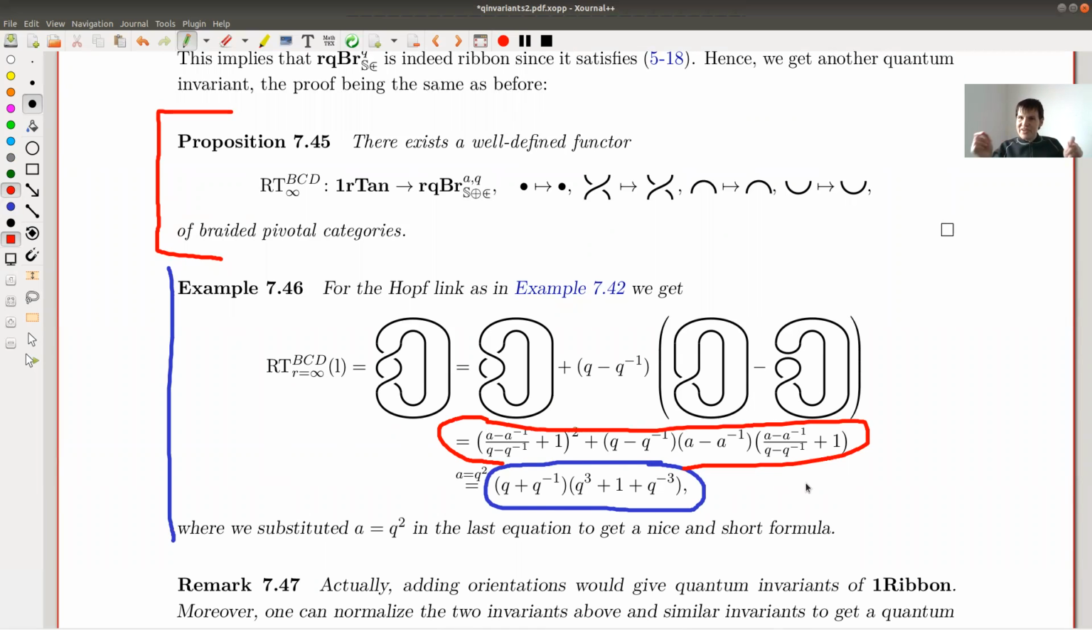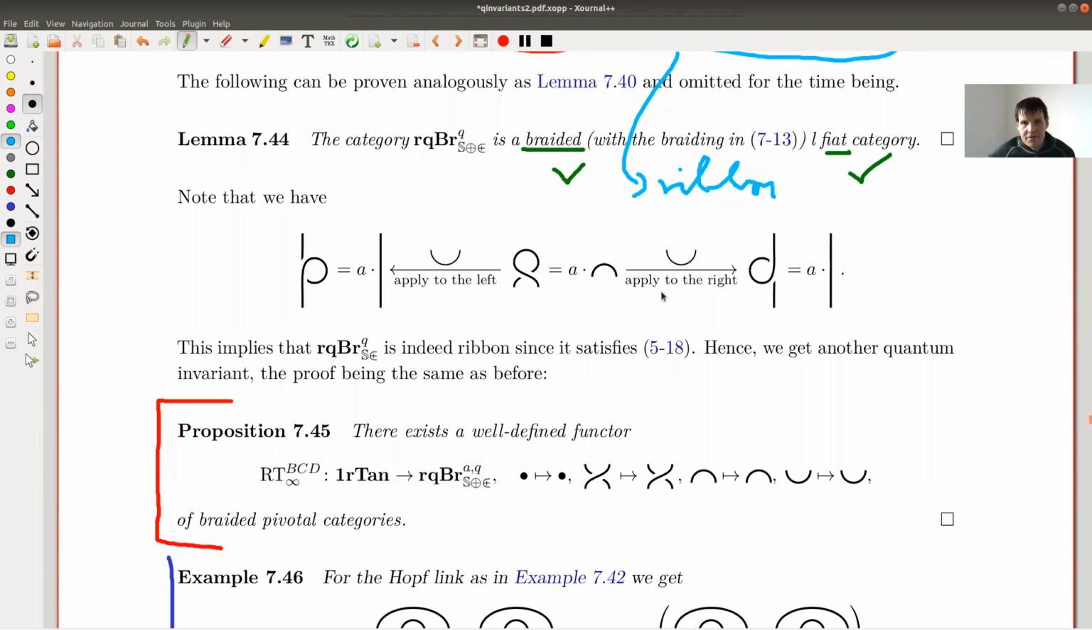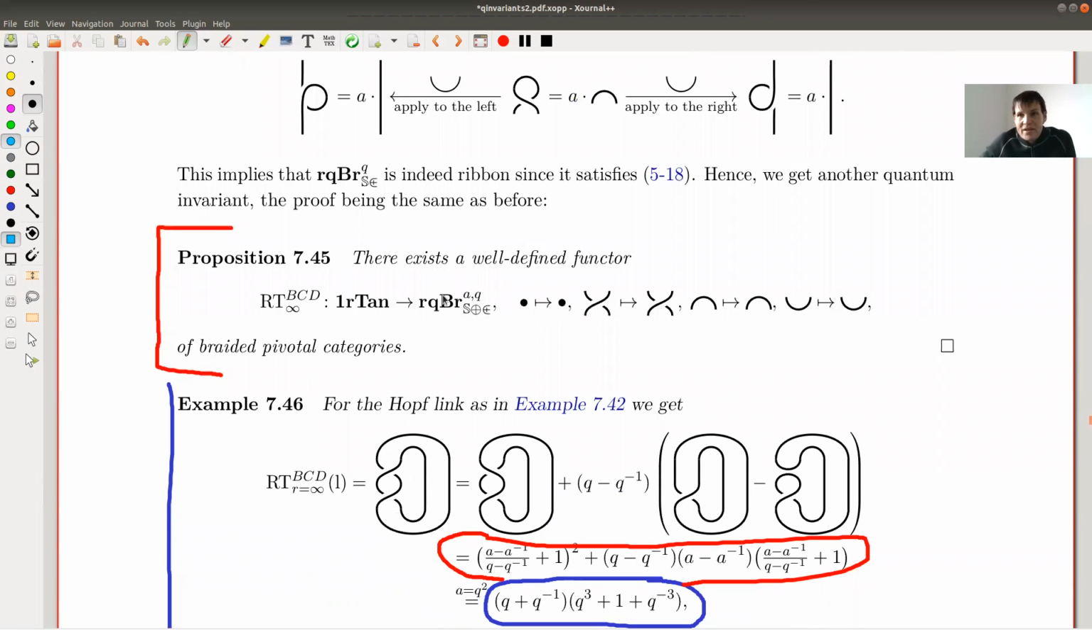So remember, we have a machinery. As soon as we have a braided Fiat category, you can run the machinery and you get a link invariant. That's the only thing you need to check. It's so amazing, right? So same strategy: circle removal, you have some braiding relations. You get a braided Fiat category, which is actually, what is it called? Ribbon as well. So you get this quantum invariant by the standard procedure.